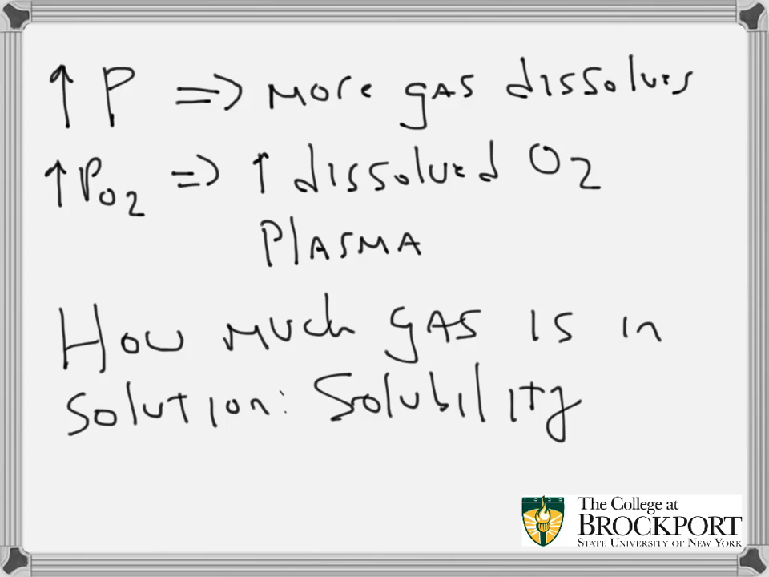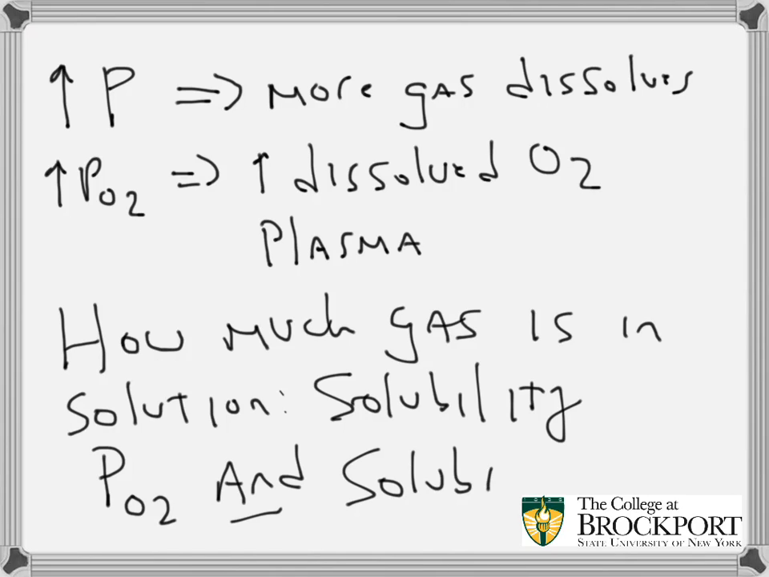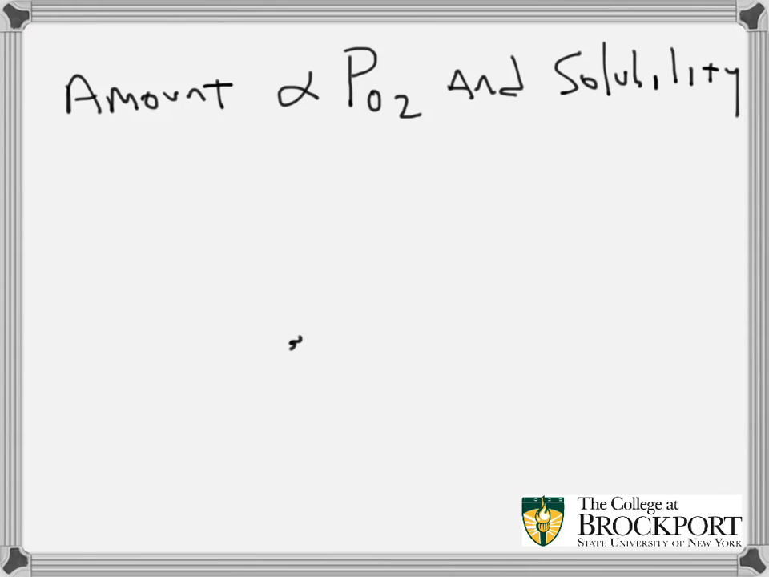But if we want to understand the total amount of gas in solution, we need to combine this concept of partial pressure, so if we stick with oxygen, PO2, and solubility. So what I want to really reinforce is the total amount of gas in a liquid depends upon the partial pressure and the solubility. This whole concept of putting that gas to breathe pure oxygen is increasing the partial pressure, and by doing that we can increase the concentration of oxygen in our plasma.